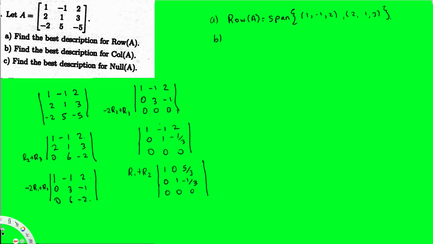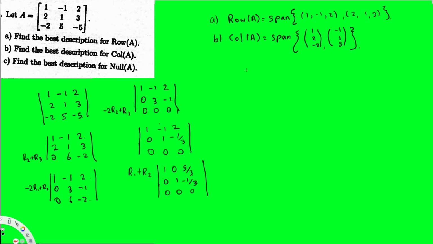And the second question is asking to find the best description for the column space. In this case, we have to give the columns that have leading ones. If you see, the first column has a leading one, and the second column has a leading one. Therefore, these are the two columns that are going to be in the column space of A. So the answer is going to be the column space of A is equal to the span of 1, 2, minus 2, and the second one is going to be minus 1, 1, 5, and this is the answer for the second question.